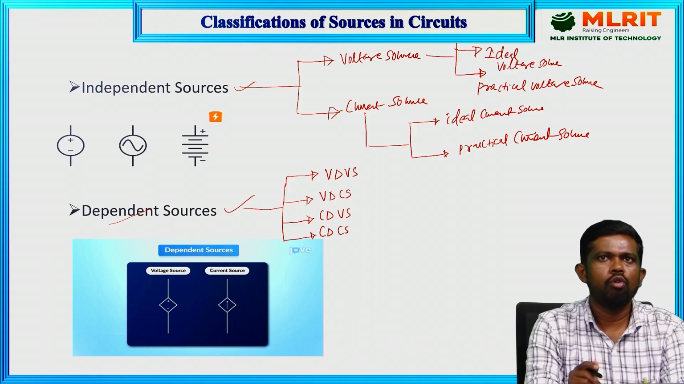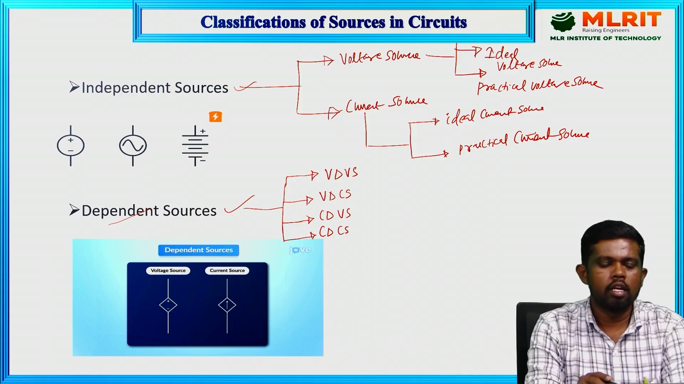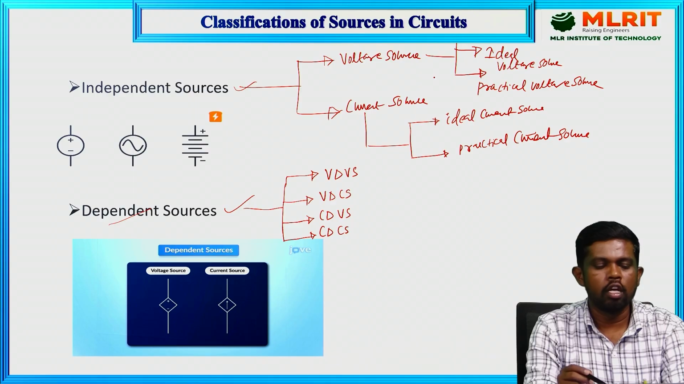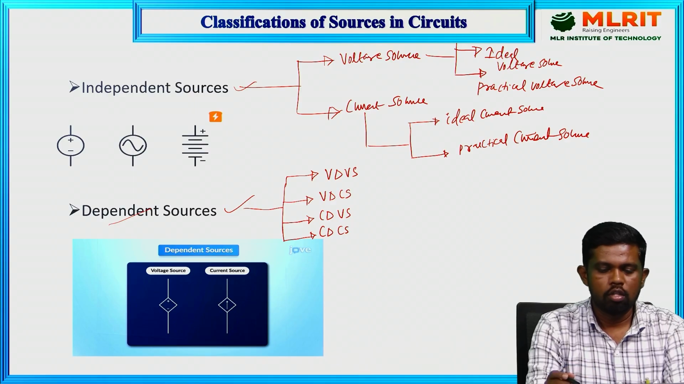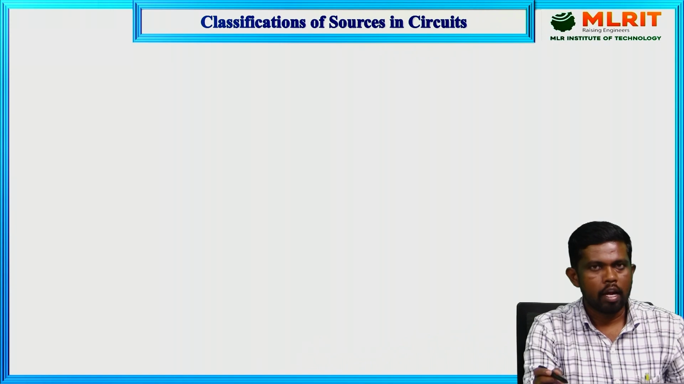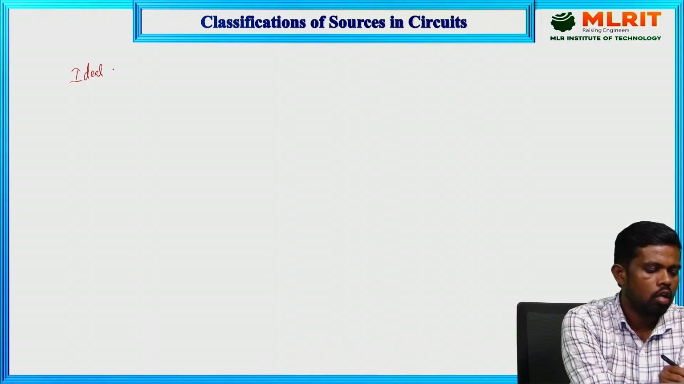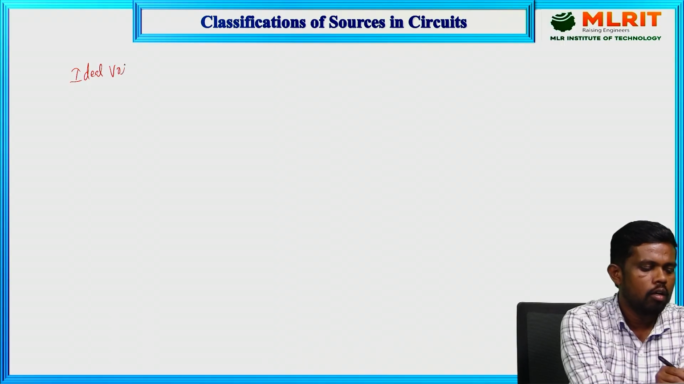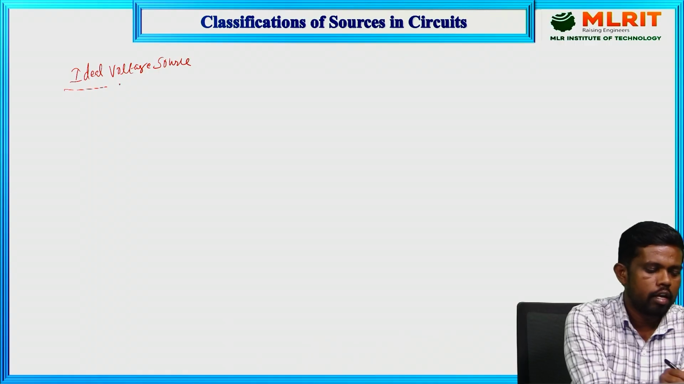Now we need to discuss each and every source in detail. First is the ideal voltage source. The ideal voltage source is an independent source. It always delivers a fixed or constant value of voltage to the load terminals.